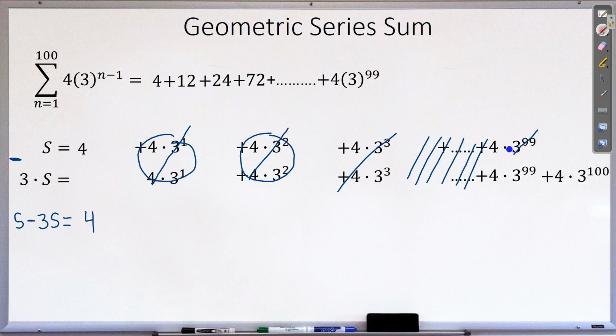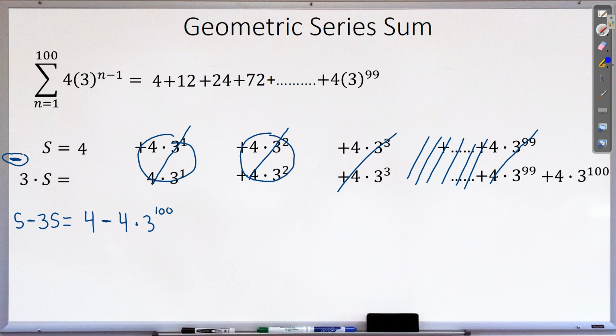This term goes away even, and you're just left with one more at the end. So minus, because remember we are subtracting, we are subtracting 4 times 3 to the 100th power. So now this infinitely long addition problem is no longer infinitely long.